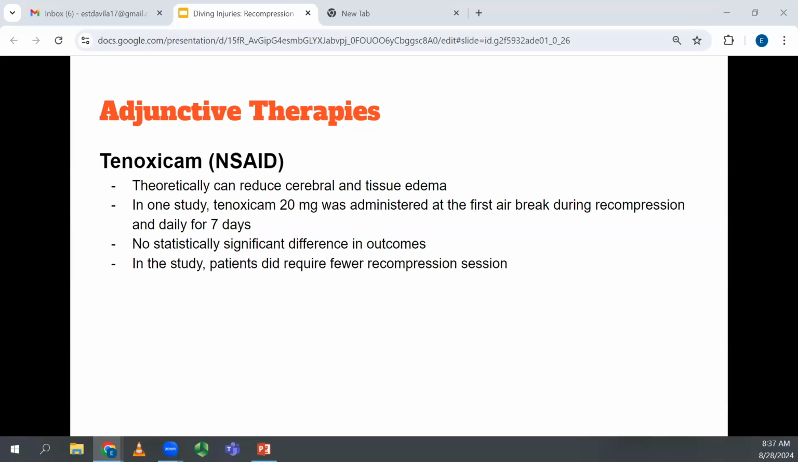But some people do. So one proposed adjunctive therapy that you can start is an NSAID, which would in theory reduce cerebral edema and inflammation. Tenoxicam is one that was studied. They basically gave 20 milligrams of tenoxicam during recompression therapy versus not giving it at all. In this study, there was no statistically significant difference in outcomes, but they did have a reduced number of recompression cycles needed. So there's possible benefit there that may be studied more.